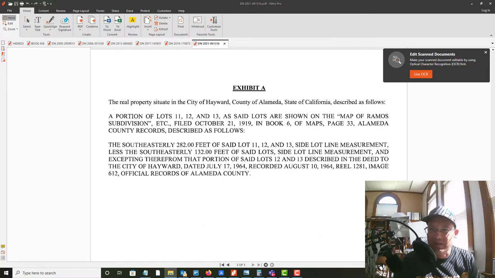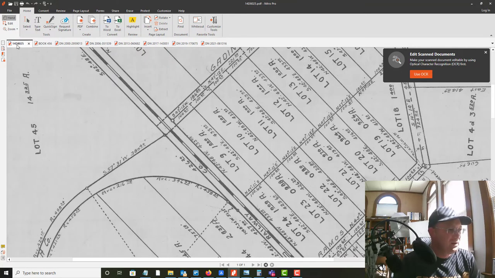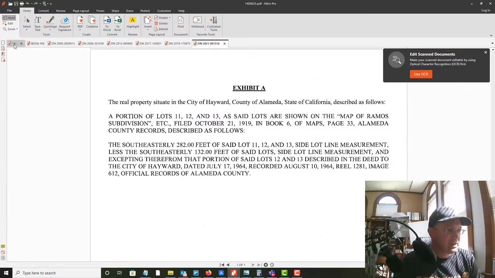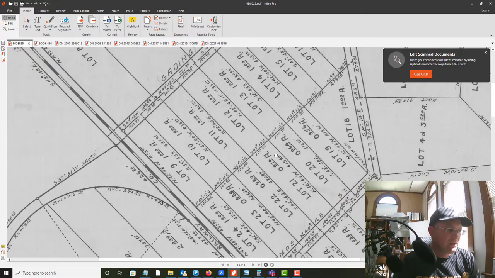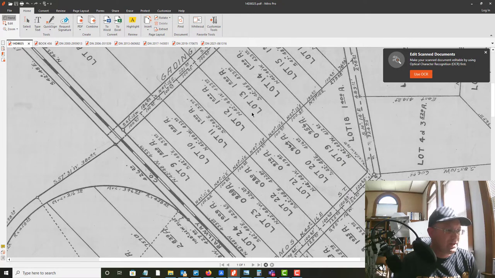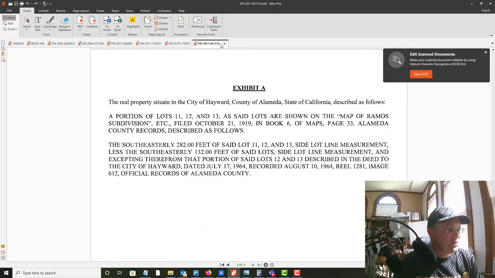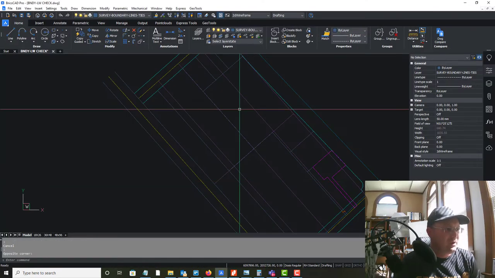I don't know how I keep closing that map. Oh, it's not. It's right here. I'm sorry. Okay, so we've got lots 11, 12, and 13. Okay, so 11, 12, and 13. Okay, we've got the south 282 minus the southeasterly 132. The southeasterly 282 minus the southeasterly 132. Okay, so we're going to come back in, figure out. So we're talking about.